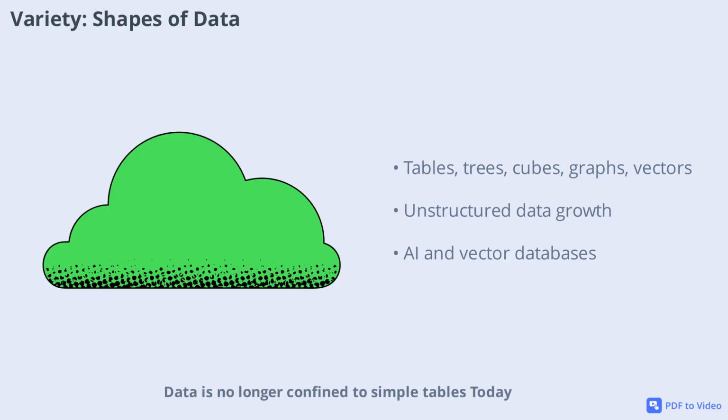Data is no longer confined to simple tables. Today, we encounter trees like XML and JSON, cubes for business analytics, graphs for network data, and vectors for unstructured data such as text, images, and audio. Each shape presents unique challenges and opportunities. For example, tree-shaped data enables flexible document storage, while graph databases excel at representing relationships. The rise of AI and machine learning has further increased the importance of vector data and embeddings.